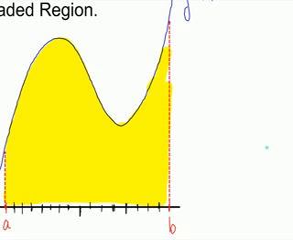So we're trying to find the area of the region trapped between the curve and the x-axis from a to b. The problem is we don't have an area formula for a shape like this. Well, we do have an area formula for rectangles. So what we're going to do is use rectangles to approximate the area under the curve. So let's say that we split our region up into little sections.